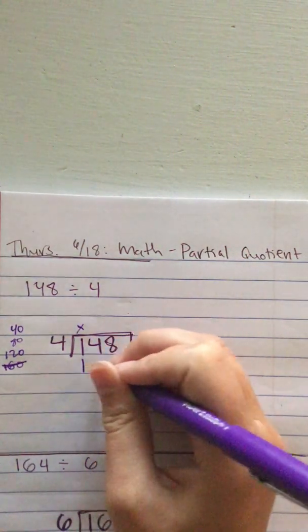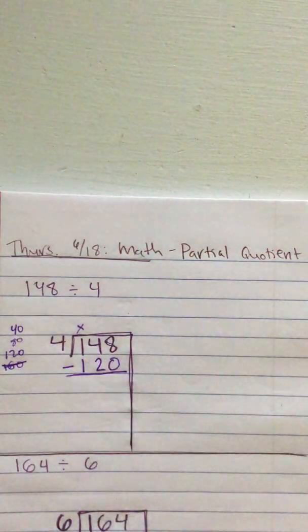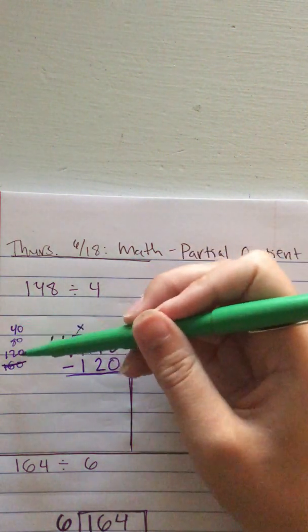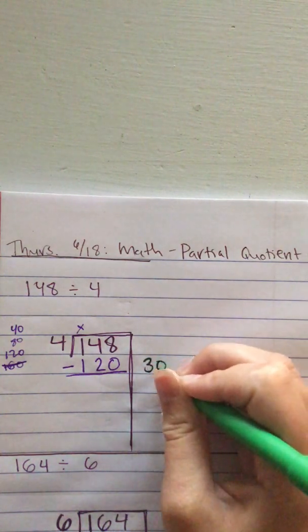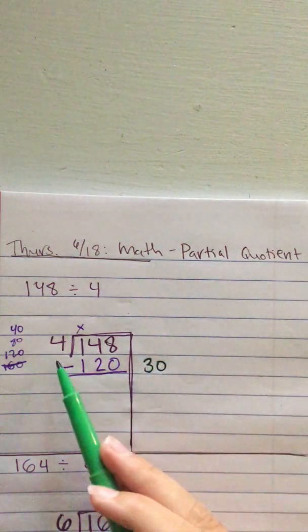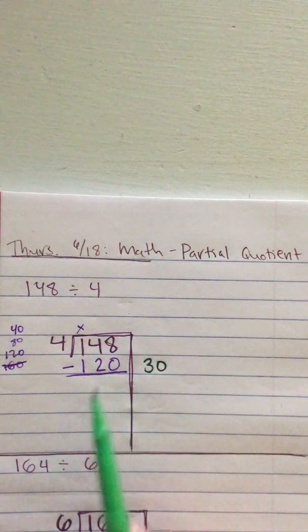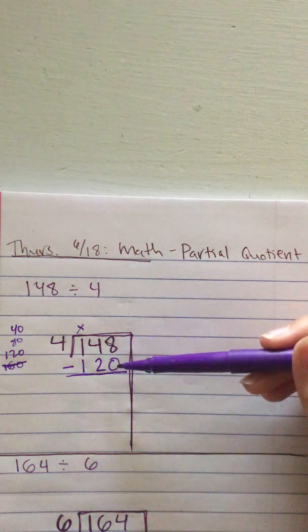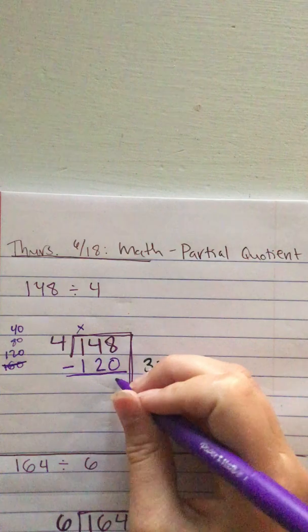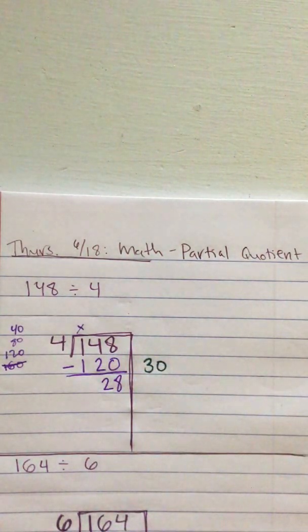So I'm going to put 120 down below because I'm going to subtract it because I want it to be smaller. And then if I remember, it took me 10, 20, 30. So I'm going to write 30 on this side because this is going to be important later. So whatever I had to times it is going to go on the outside, and what the answer was, we're going to subtract from. So now we have 148 minus 120. 8 minus 0 is 8. 4 minus 2 is 2. So now we have 28.